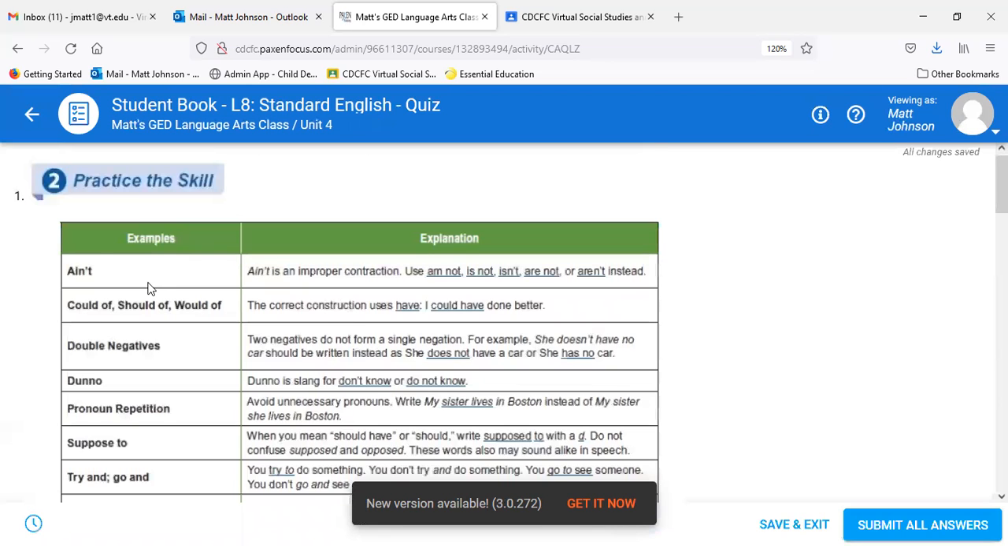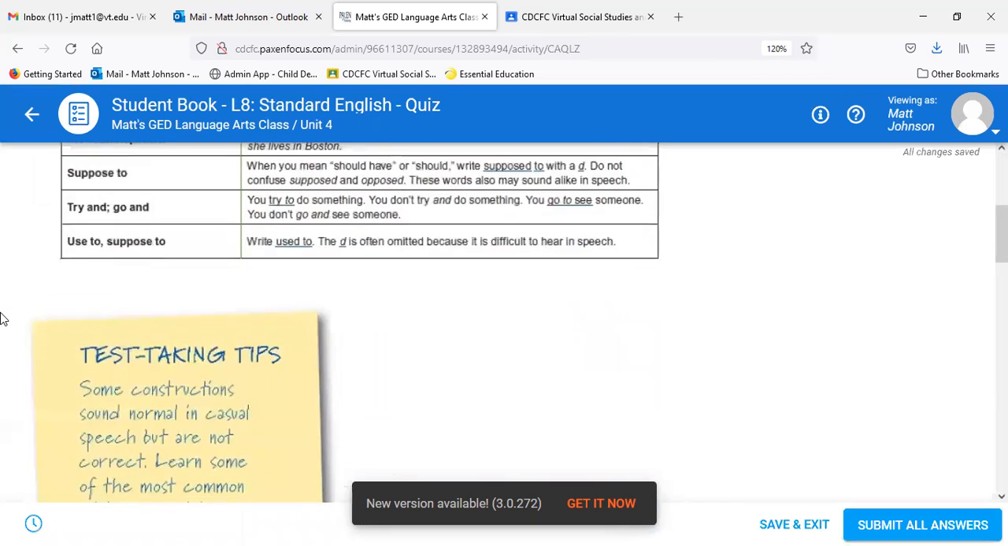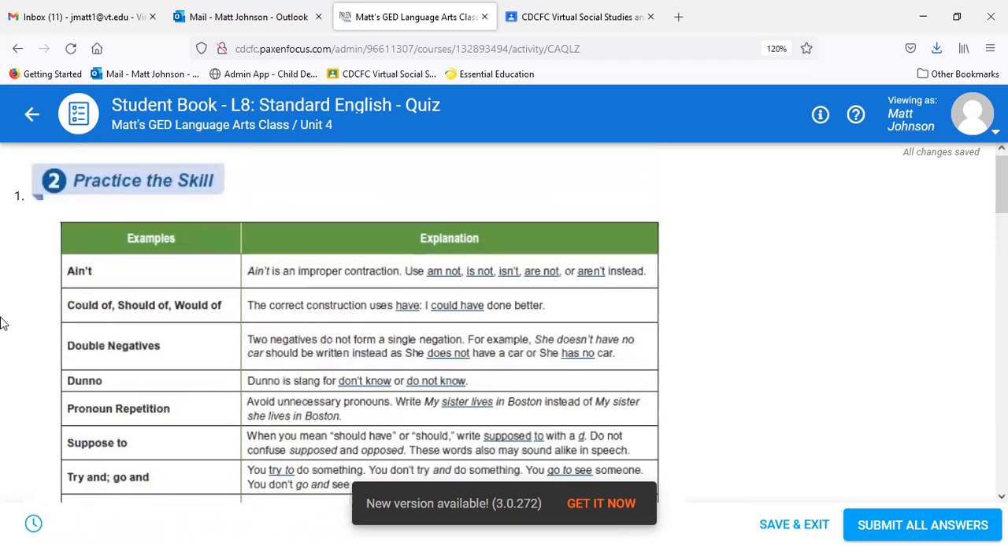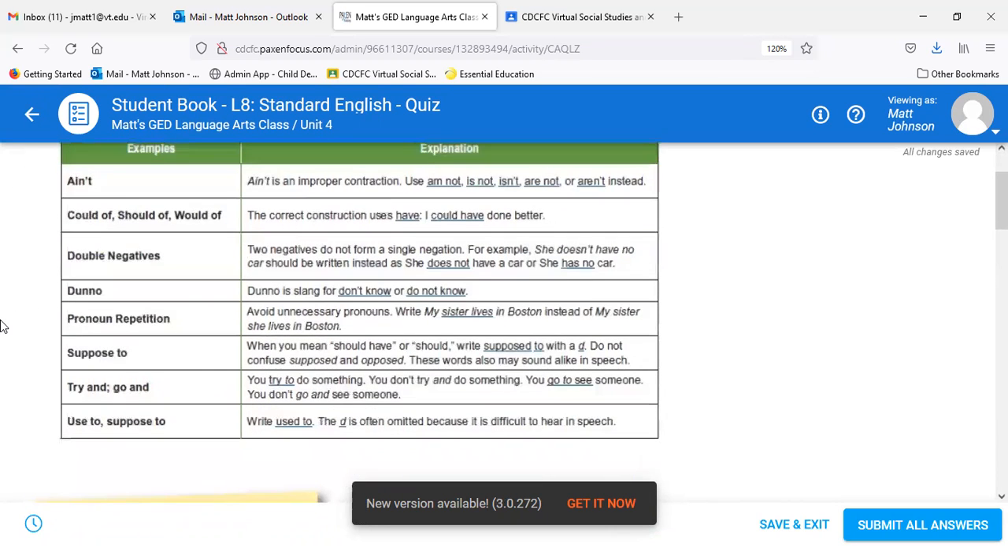Our table again here for standard English and test taking. It says some constructions sound normal in casual speech, but are not correct. So learn some of the most common mistakes, and then proofread your writing carefully to ensure that you have avoided them. They do have the most commonly found here. That's a good list to start with. I'll see if I can find some more, but that's pretty much what you'll run into. And it's that blending of sounds that makes it difficult sometimes.